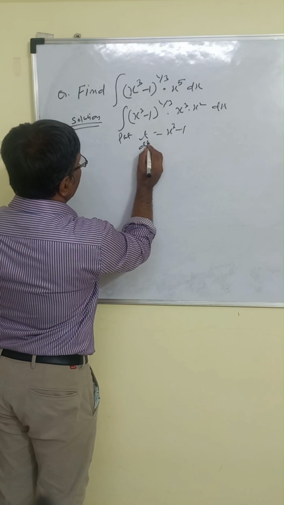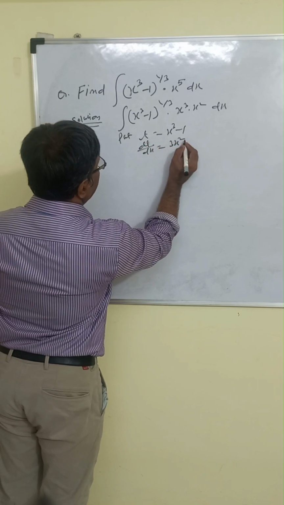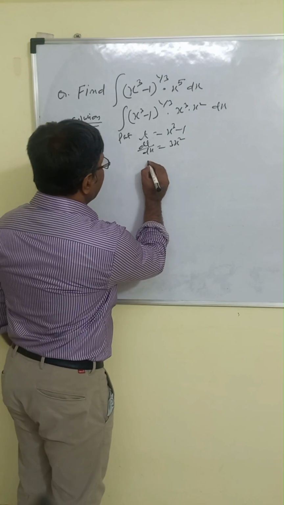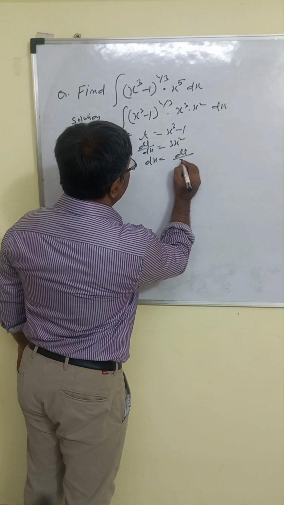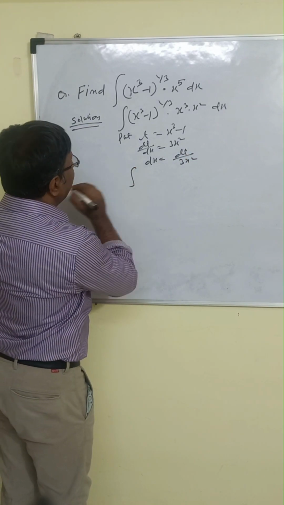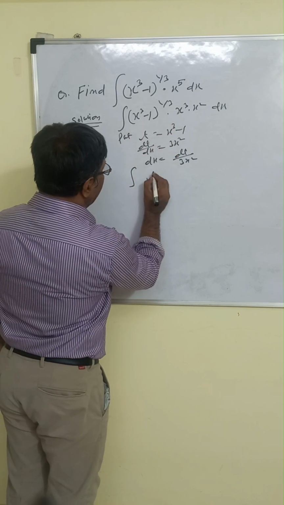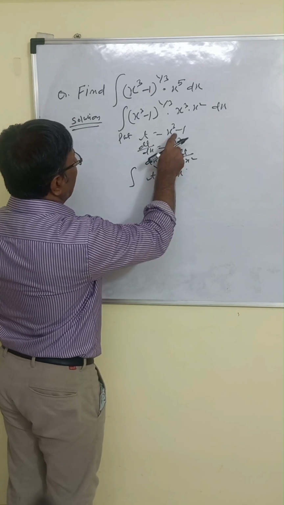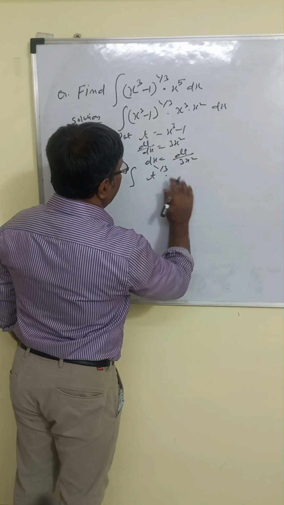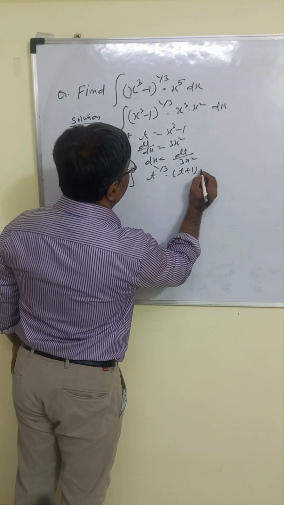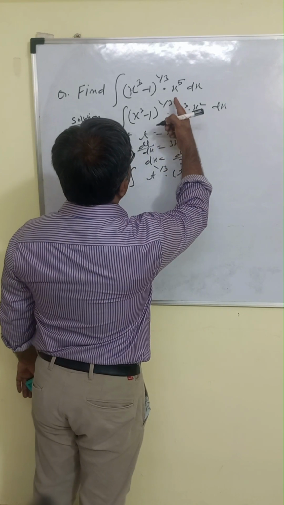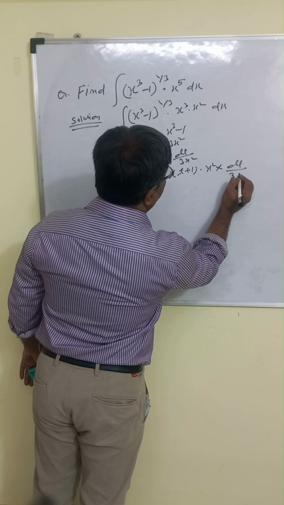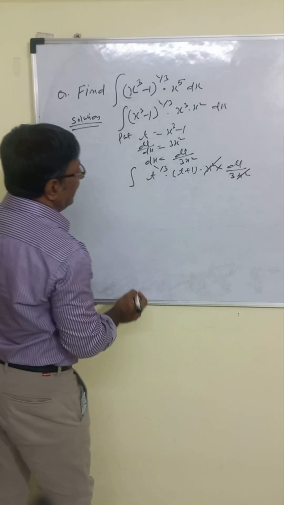Now put t equal to x cube minus 1. So dt by dx equals 3x square, and 1 is a constant, so its derivative will be 0. So dx equals dt upon 3x square. So now integration, x cube minus 1 is t. So this is t to the power 1 by 3, into, it is given x cube, so we can find x cube value as t plus 1. So we can write here t plus 1, and into x square dx, so this is x square and this is dt upon 3x square. So this x square will be cancelled out.